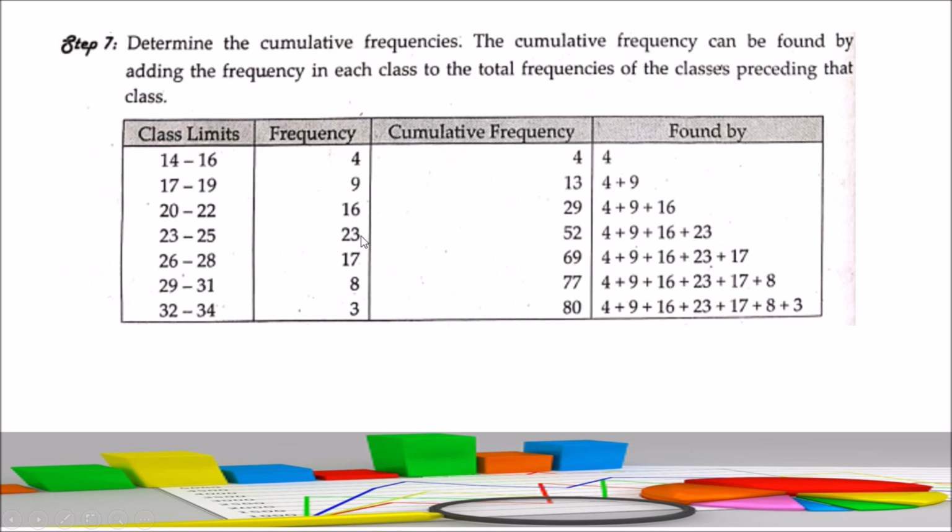On the fourth row, you add 4 quantities, 4 plus 9 plus 16 plus 23 equals 52. On the fifth row, you add 5 quantities, 4 plus 9 plus 16 plus 23 plus 17 equals 69. On the sixth row, you add the 6 quantities, and on the seventh row, you add the 7 quantities, and that will give you 80, which is also the total frequency. And that's how we get the cumulative frequency of each given frequency of our data.